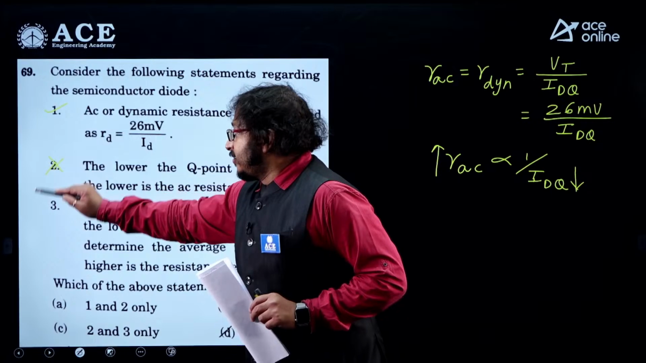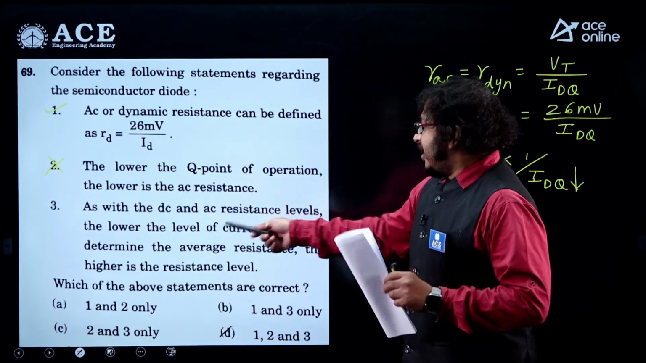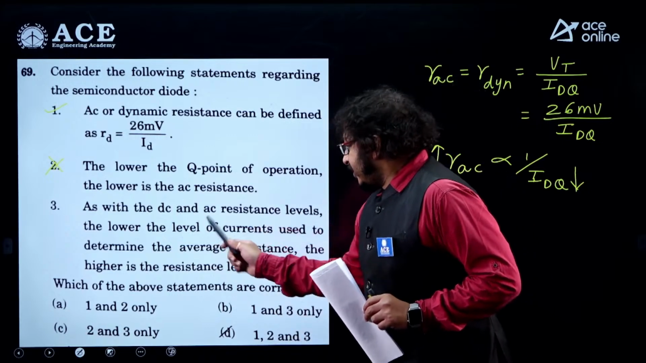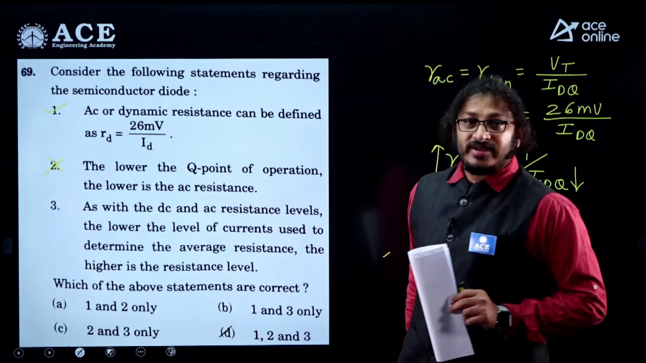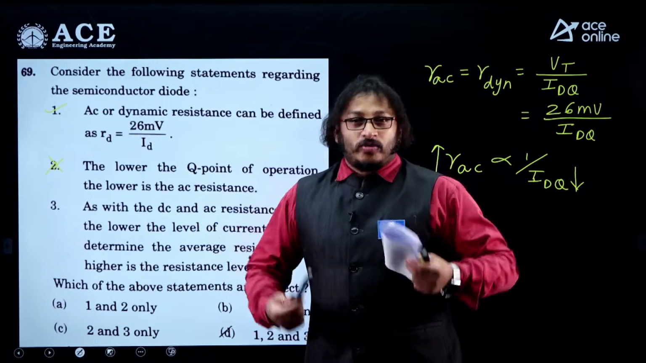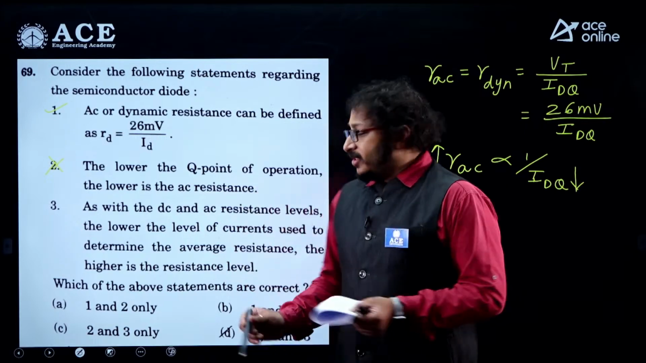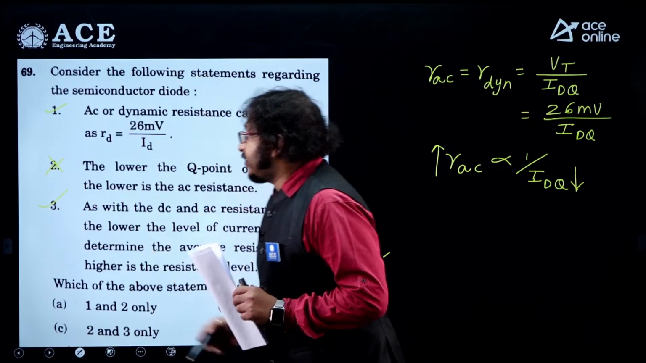This is wrong. Excuse me, correct term, that is wrong. Whereas, as with the DC and AC resistance levels, the lower the level of currents used to determine the average resistance, the higher will be the resistance. Absolutely right. So the currents propagating in the device, which is nothing but a quiescent point current, if the current is smaller, the average resistance absolutely must be larger. So this third point is apt.